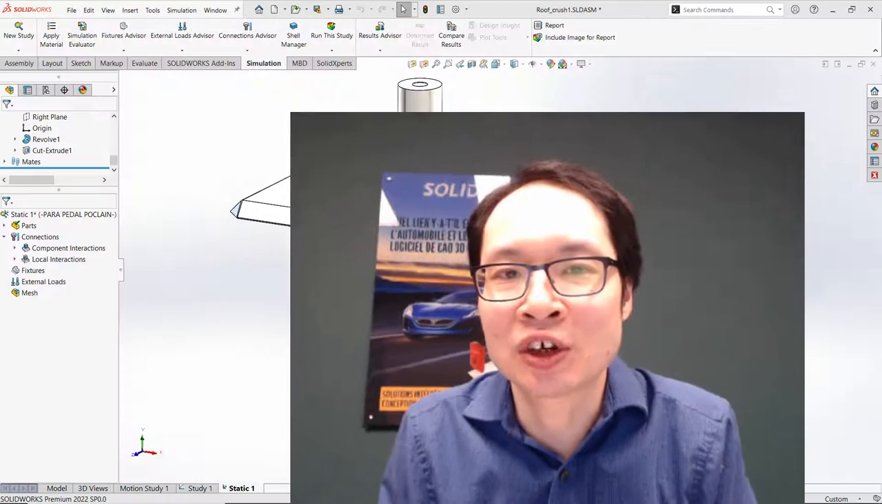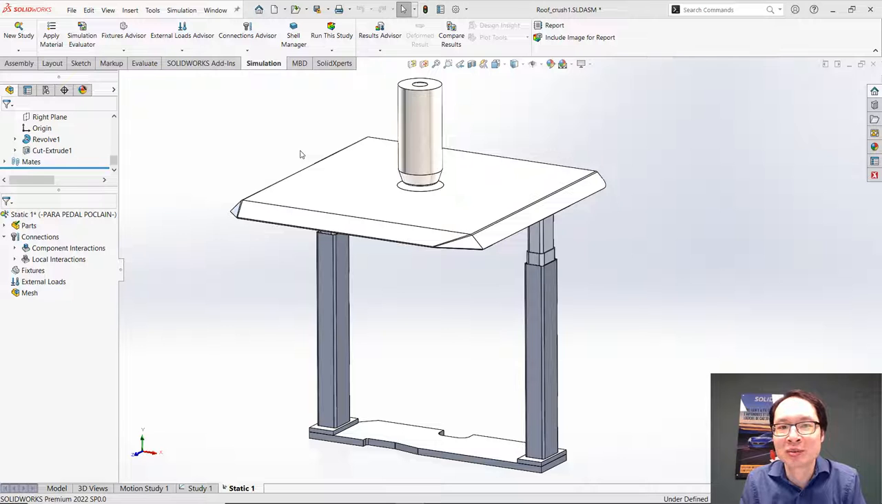Since the 2021 release of SOLIDWORKS Simulation, there was a major change in the terminology used to describe the behavior between parts or bodies in a 3D model. So let's simply use the word interaction to describe these behaviors. In fact, we used to call these contacts in the previous versions.